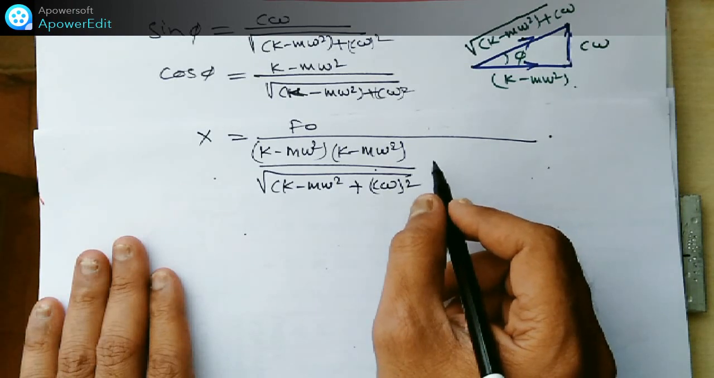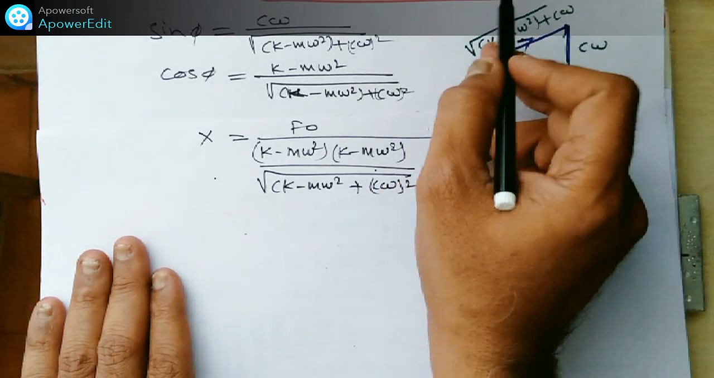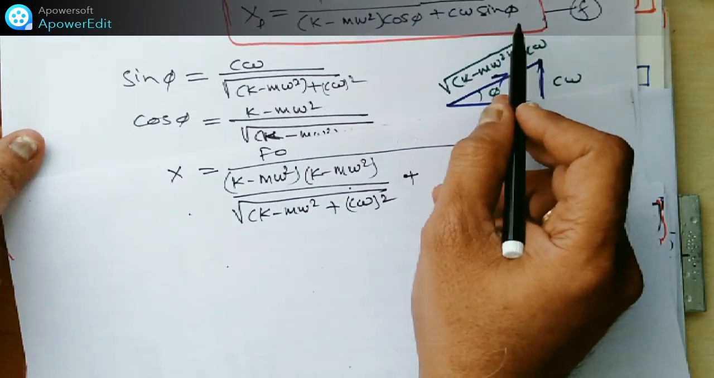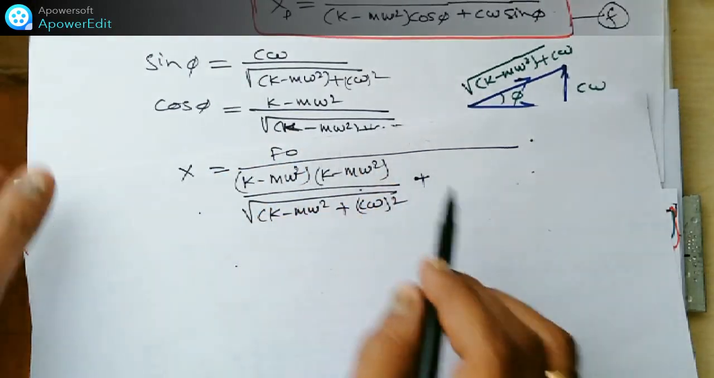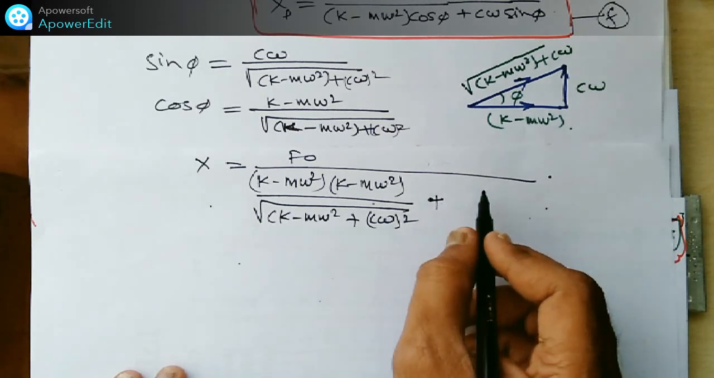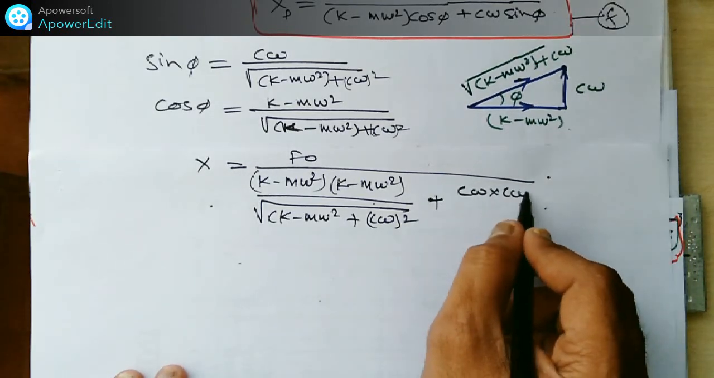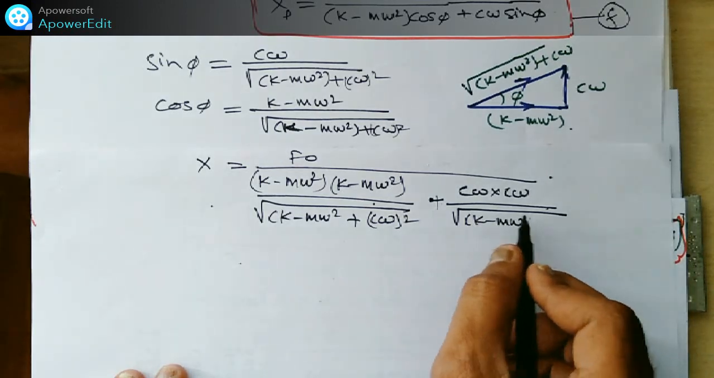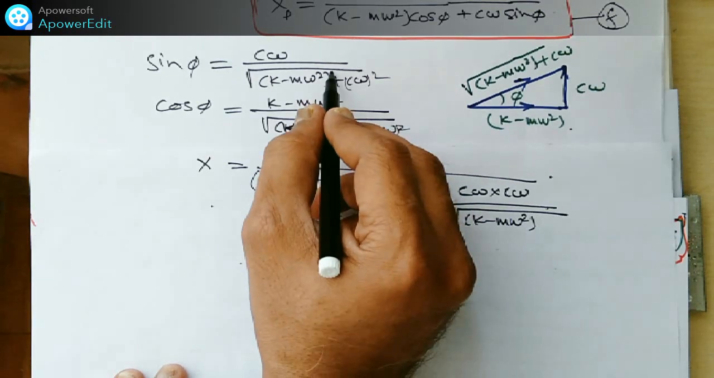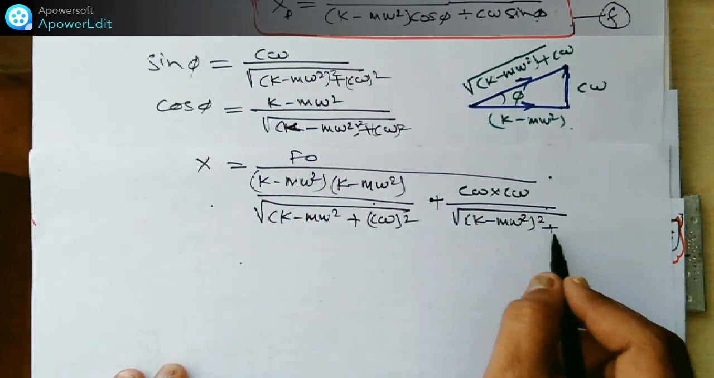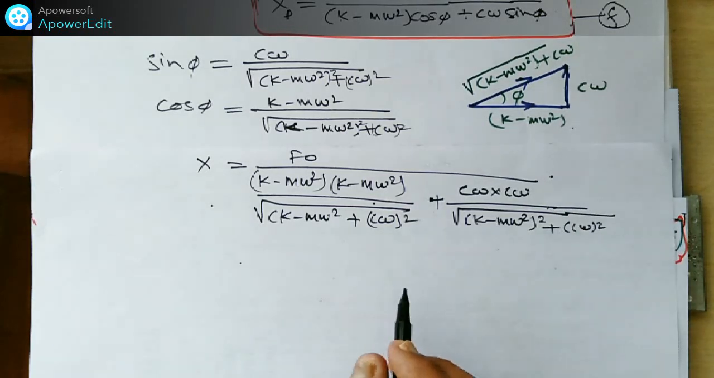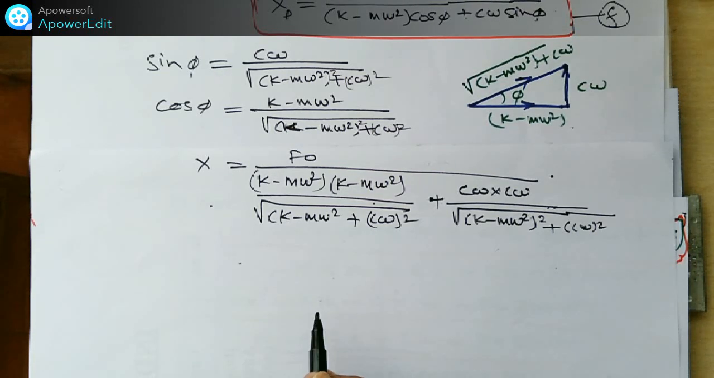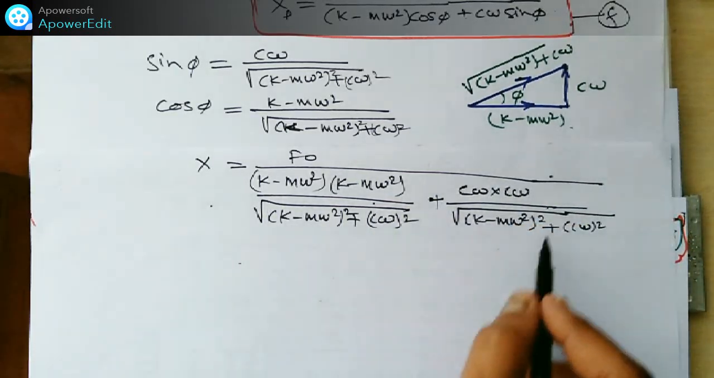Next, this term c omega into sin phi: putting the value of sin phi in this equation, c omega into c omega upon the square root of (k minus m omega square) whole square plus (c omega) whole square. Here the square root is remaining. Up to this is the equation.